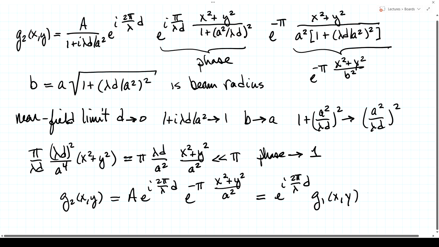So we see that in what we've called the near field limit, and we'll make this more rigorous later on, basically we just get the same field, but it just has a global phase factor e to the i 2 pi over lambda d, which is the phase change you would get for a plane wave propagating along the optical axis a distance d, when it has a wavelength lambda.